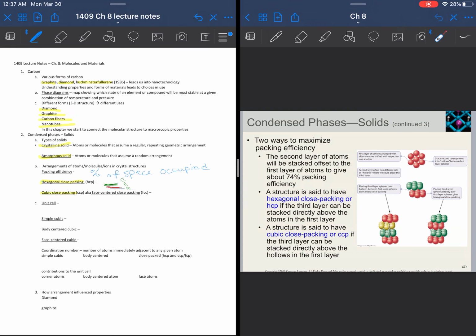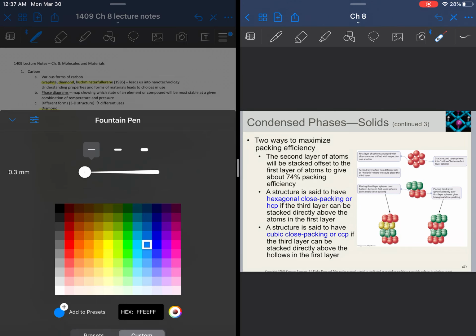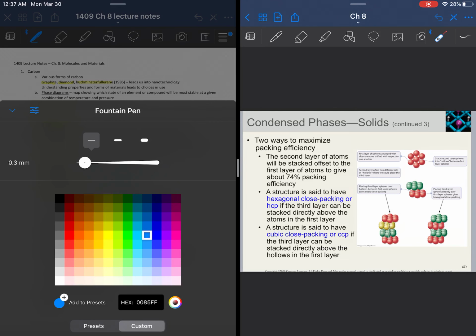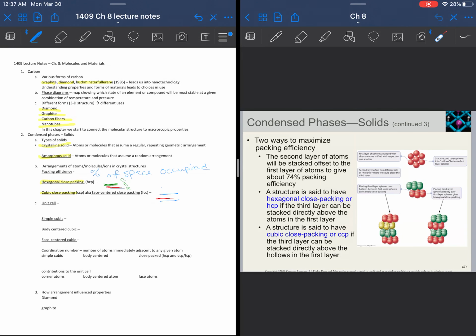Cubic close packing, let's go back to blue here, is going to have an A and then a B layer, and then the third layer will go back and it'll fall right above the first layer. So instead of an A, B, C, A, B, C, you would have an A, B, A, B, A, B, A, B, A. Now, both of these are considered close packing and have a 74% packing efficiency. They just have a slight difference in how each layer is arranged.